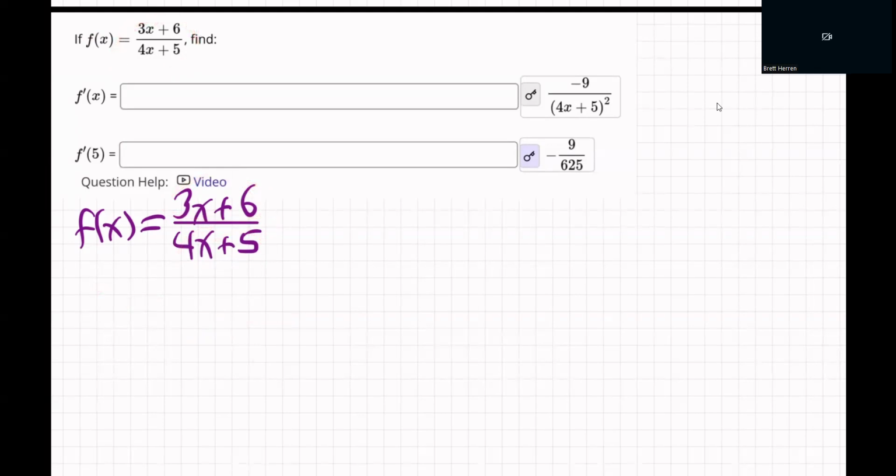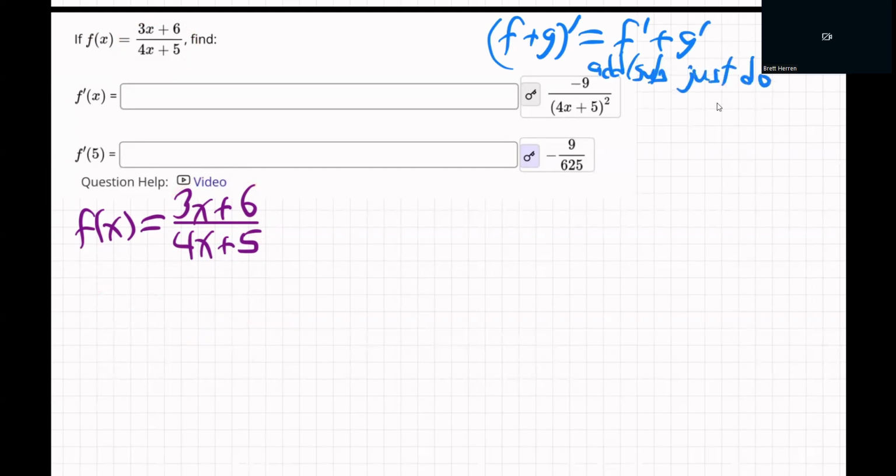So let me clarify. Let me come up here. If you have two functions, say they're added, and you want to take the derivative of the whole group, you can just do the first one, do the second one. So for added or subtracted, just do each separately. No big deal. Who cares? I mean, some fancy rule.